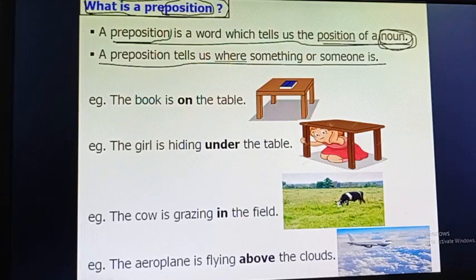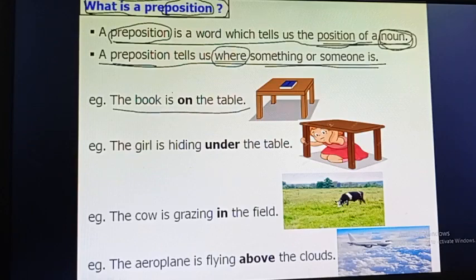Preposition tells us... Okay, so then a preposition is a word which tells us the position of a noun, or where something or someone is, or where the noun is. Okay, the following examples will make it clear. Example 1, the book is on the table.